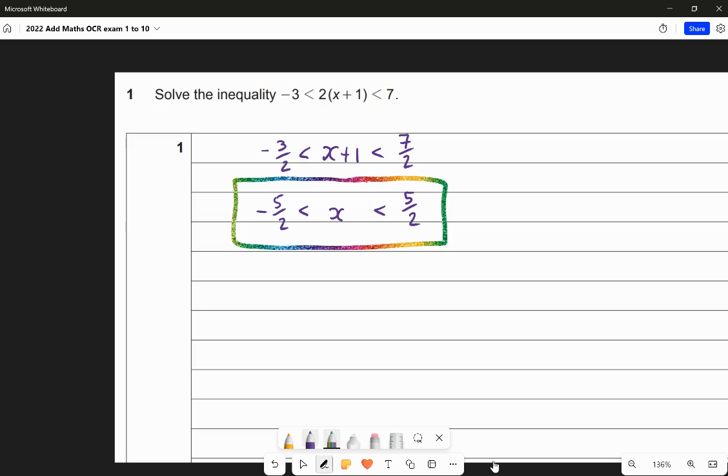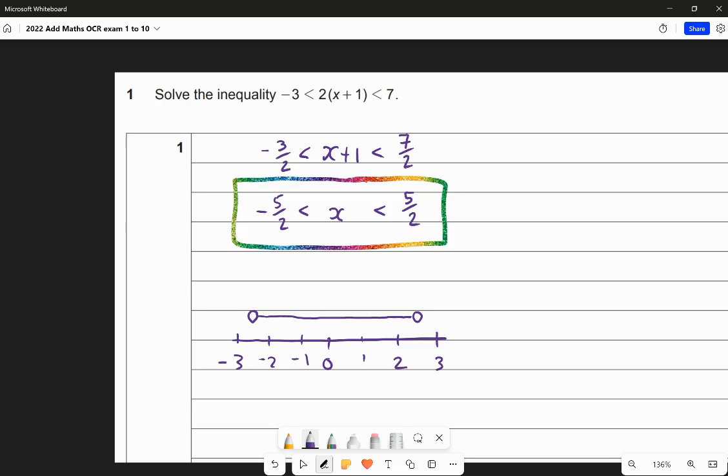At GCSE, you might want to show that on a number line, so that would be shown by the fact that x lies between negative 2.5 and 2.5. So you would draw a circle above negative 2.5, a circle above 2.5, and join those up. And there would be empty circles because these do not include negative 5 halves and 5 halves. Negative 5 halves is less than x, so it doesn't include negative 5 halves, and x is less than 5 halves, so it doesn't include 2.5 either.